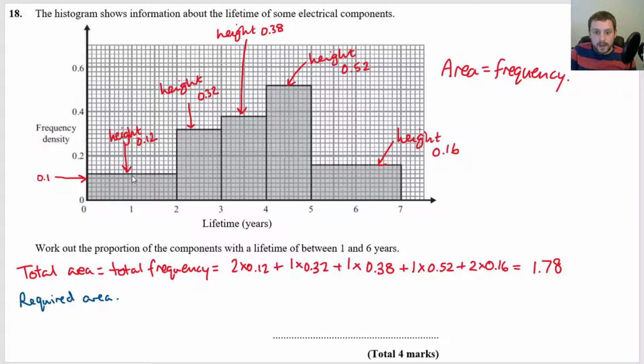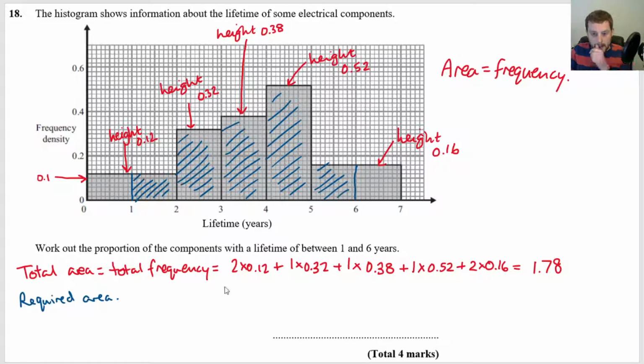goes between 1 and 6. Right, so it's just this part here. So it's actually the kind of the same calculation, except it's now 1 times 0.12 at the beginning and 1 times 0.16 at the end, because instead of a distance of 2 along, it's just a distance of 1 along. So, well, I'll write it down, but of course you can save a bit of time. You don't need to write all of this.